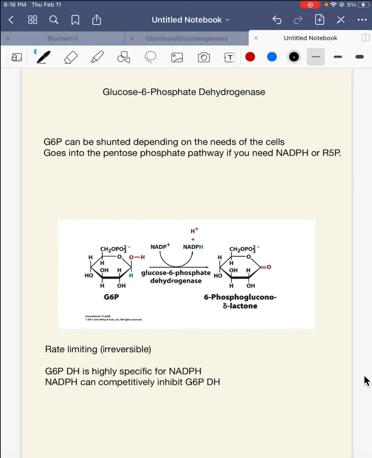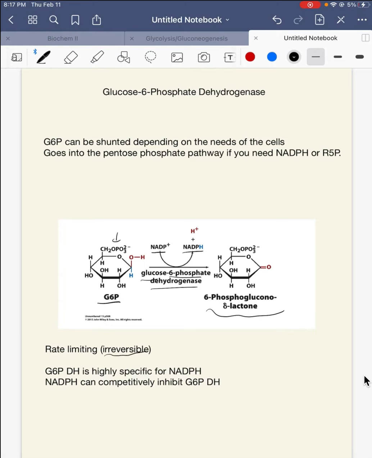Okay, so this is glucose 6-phosphate. It's a glucose and it has a phosphate on carbon number 6. The first reaction it runs is done by an enzyme called glucose 6-phosphate dehydrogenase. This enzyme uses NADP plus and makes NADPH, and then we make this 6-phosphoglucono-delta-lactone. It's kind of hard to pronounce, but we make this. This is our irreversible step. It's the rate-limiting, the committed step.